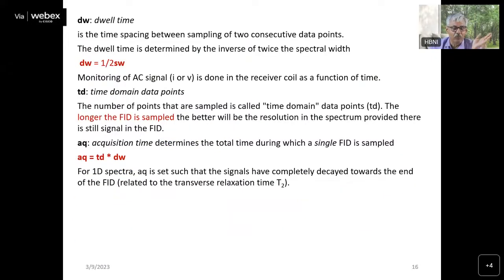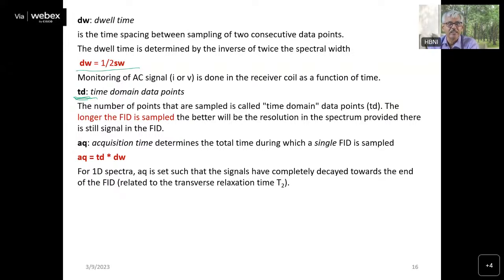Now dwell time, already I have told you, you have to fix the dwell time equal to 1/2 spectral width. Now what is called the time domain data points? So now you are collecting a FID. In a FID you are collecting your signal at various points. How many total points in a FID is sampled is called the time domain data points. So that is called the TD.